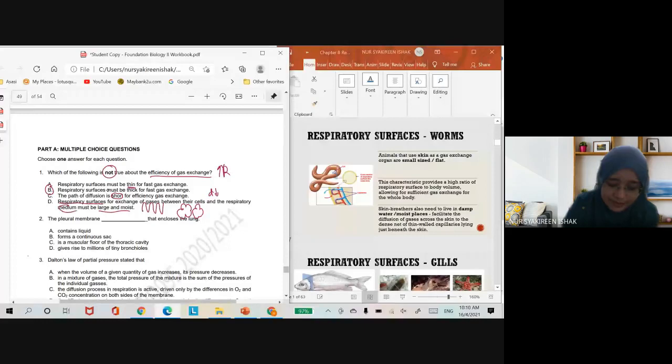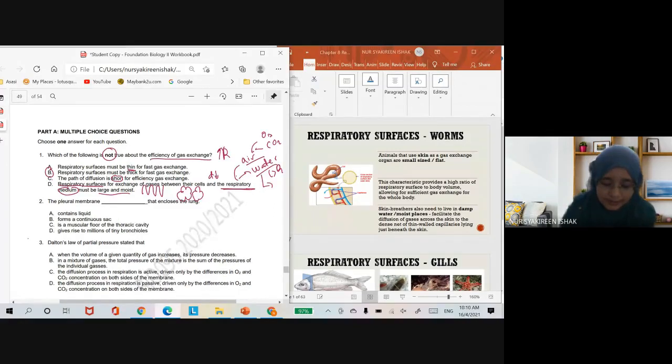And for the respiratory medium, we have two sources: air and also water. Air and water is where the organism will extract oxygen and remove carbon dioxide. Air is for terrestrial organisms, and water is for aquatic organisms. So that is the respiratory medium. You have two sources, air and water.